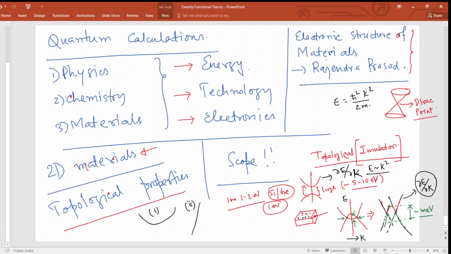Is it clear? So effectively, on the surface they behave like a conductor, but deep inside the material they behave as an insulator. Okay, is it clear? Any other question?